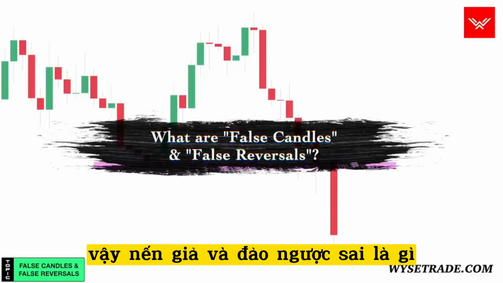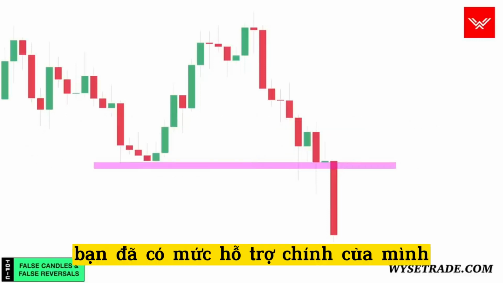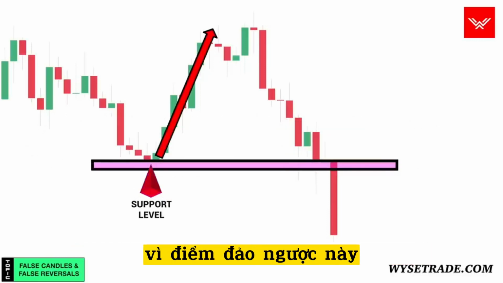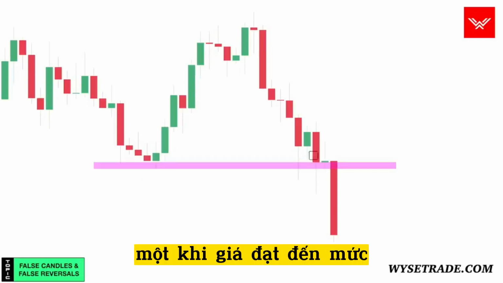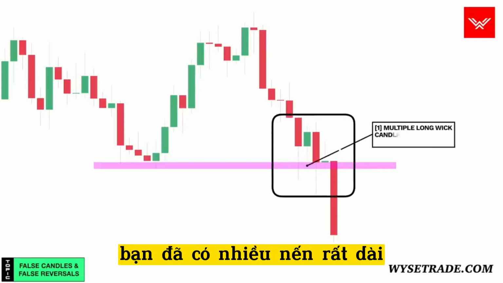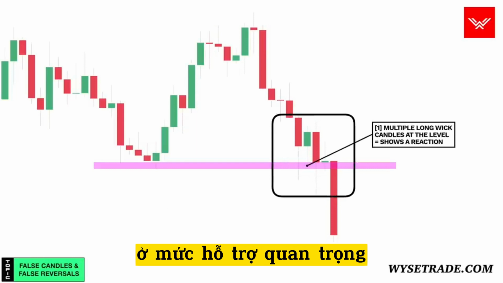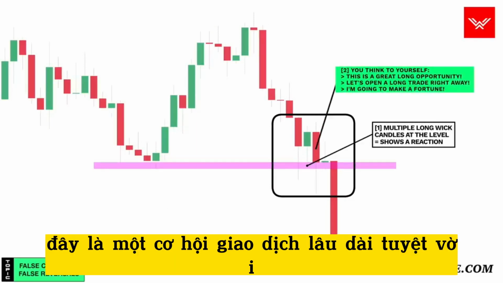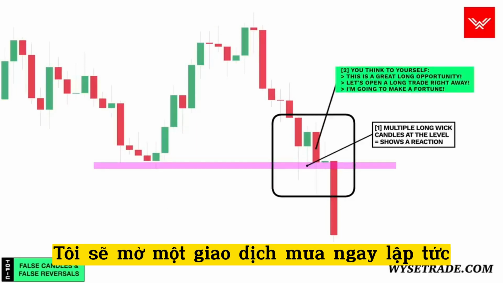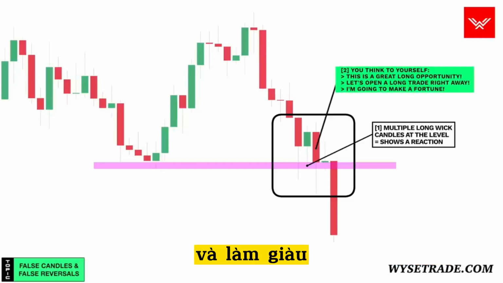So what are false candles and false reversals? Let's break it down. You had your key level of support because of this reversal point. Once price reached the level, you had multiple very long wick candles form at the key support level, and you thought to yourself, this is a great long trade opportunity.